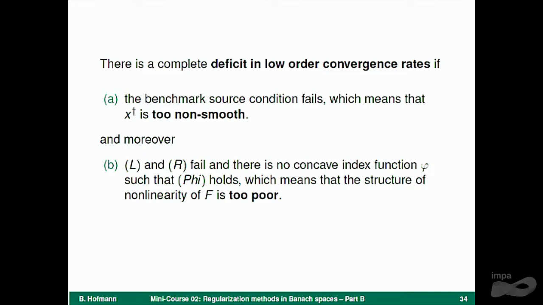There is a complete deficit in low-order convergence rates if two things occur. The first, the benchmark source condition fails, which means that the X-dagger is too non-smooth, and there is no convex index function in that way, such that phi holds. Both fail. This phi does not hold, which means that the structure of the nonlinearity is too poor. If the smoothness is too bad and the nonlinearity structure too poor, we have no convergence rates results, nothing. And yeah, this is not nice, but this is a deficit which occurs at the moment.